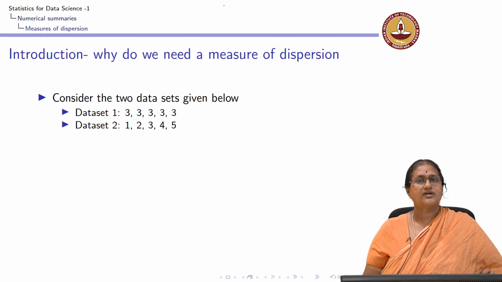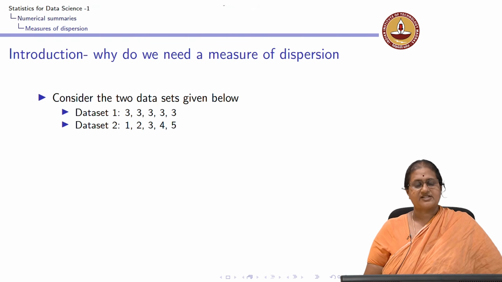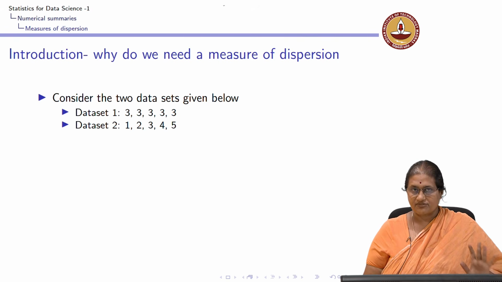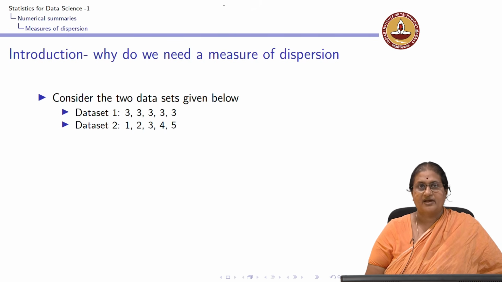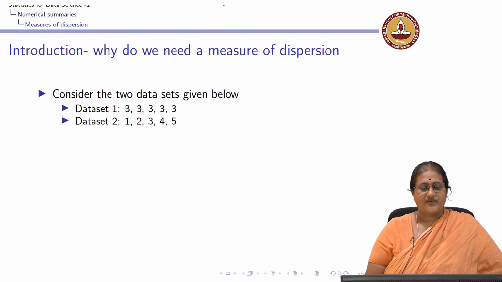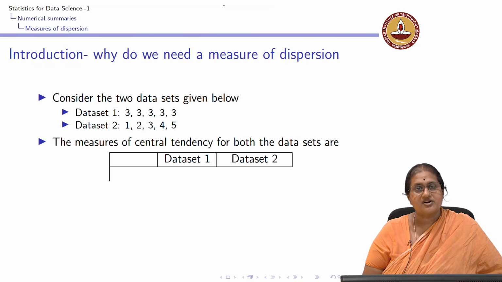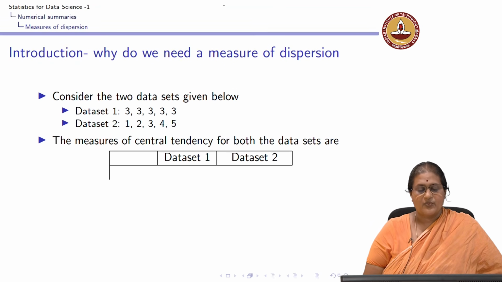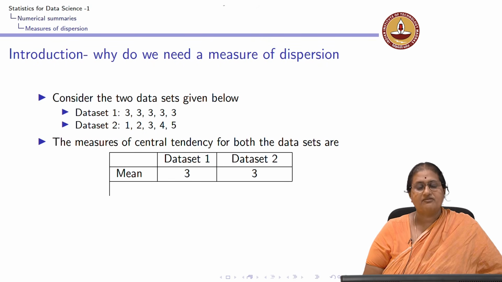Towards this, let's look at two data sets. Both the data sets have 5 observations each. The first data set has observations 3, 3, 3, 3 and 3. The second data set has observations 1, 2, 3, 4, 5. Let's work out the measures of central tendency for these data sets. The mean of the first data set is 3. The mean of the second data set is also 3.